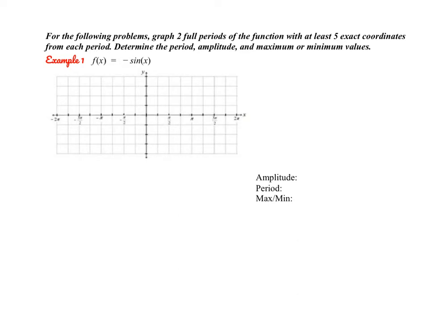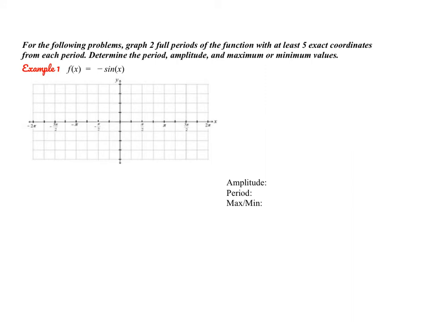All right, so we're going to try graphing a couple together. For each of these, we're going to graph 2 full periods of our function with at least 5 exact coordinates from each period. And then we're going to determine what the period is, the amplitude, and the maximum or minimum values. So since it's sine, we're going to start by listing out our 5 key points for our sine graph. So I'll do that here.